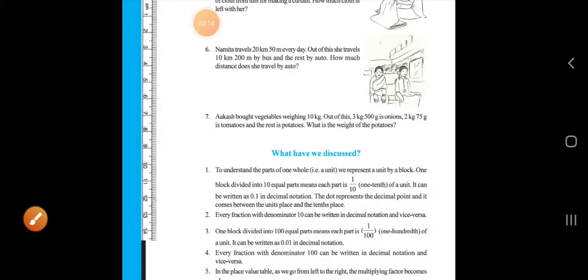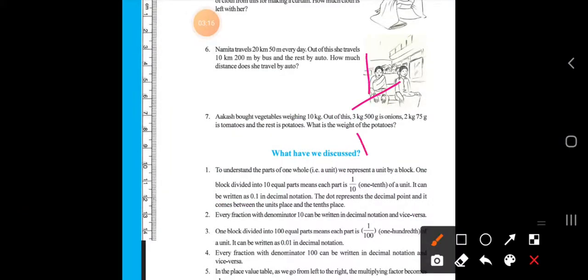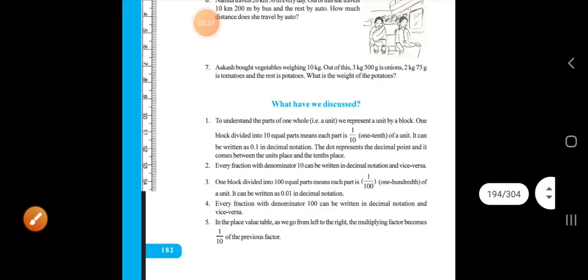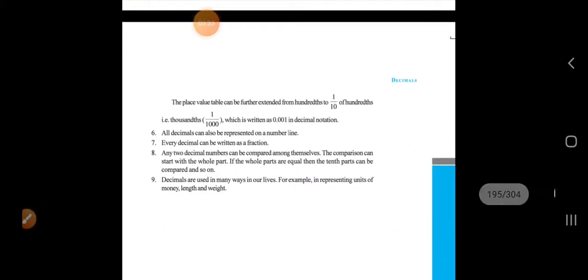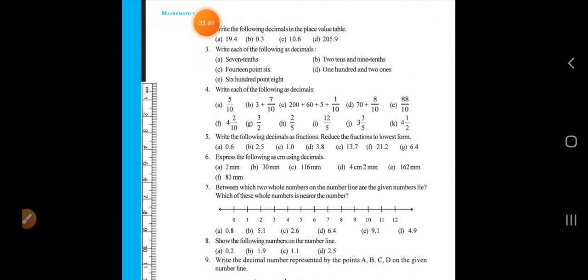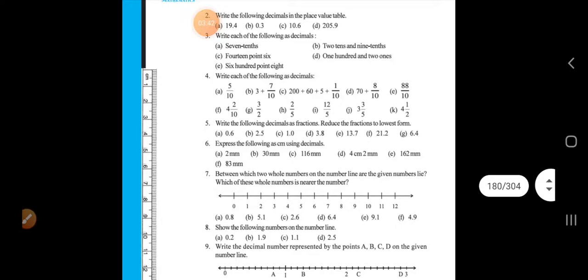Same way 1 upon 100. Okay, one block you can divide into 100 equal parts, then each part represents 1 upon 100, and this you can write as 0.01. You can do the same for the 1000th place also. Okay, and examples you can see here, exercise 8.1 has all the examples.